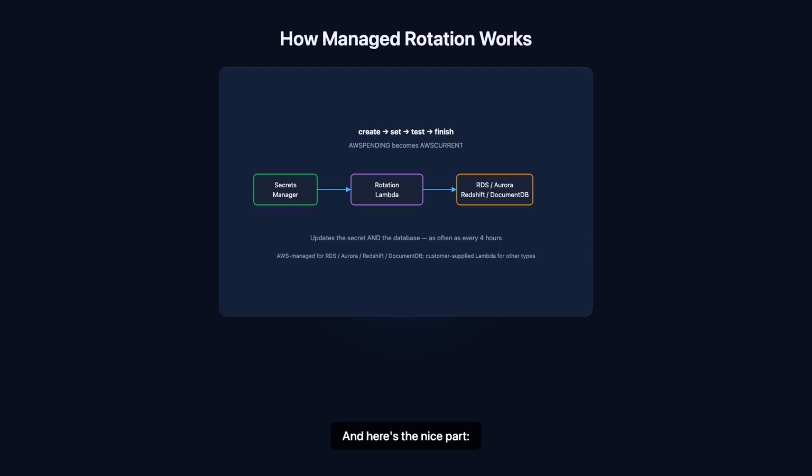And here's the nice part. For natively integrated databases like RDS, Aurora, Redshift, and DocumentDB, Amazon Web Services manages that rotation Lambda for you, so it updates the credential in both the secret and the database itself. For other secret types, you supply your own Lambda. You can schedule this as often as every 4 hours. This is the one thing Parameter Store simply cannot do, and it's the whole reason a paid service exists.